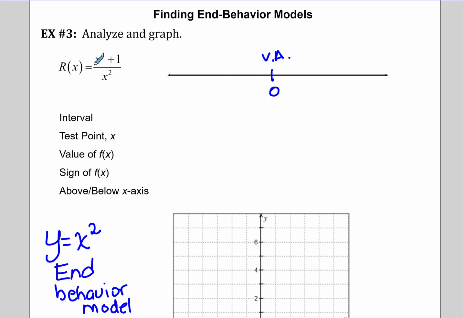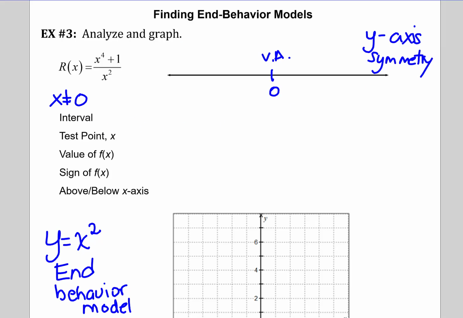with our function. We know we can't have x being 0. The numerator can't be 0, so there are no zeros of the function. And it is going to be an even function, so it's going to have y-axis symmetry. So we know a few things about the behavior of the graph.